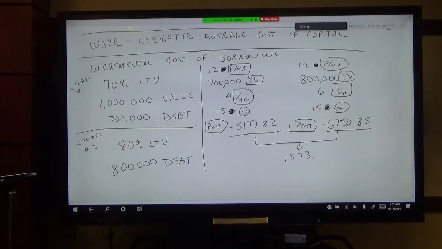$1,573 is the difference. Okay, so for that difference, I'm going to go ahead and erase it. There we go. Okay, so that difference, let's put that in as a negative payment. But in 15 years is our term.